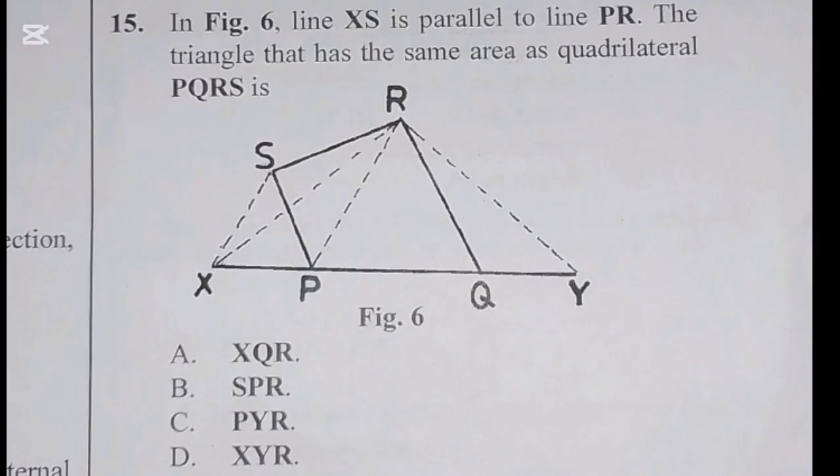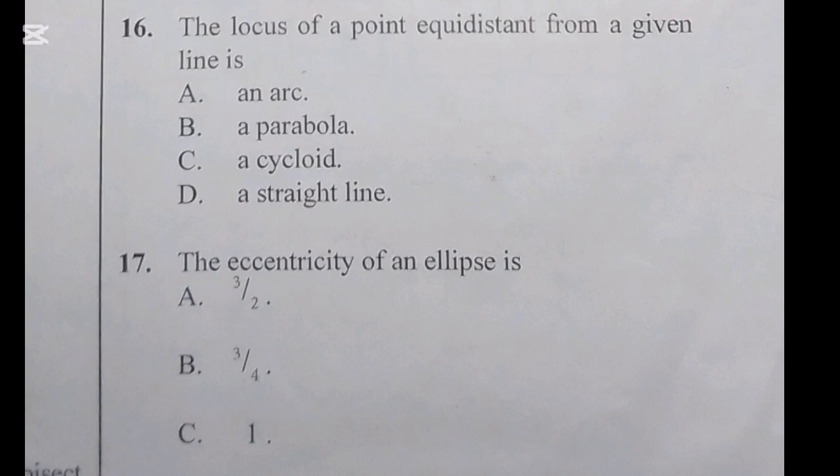Then question 15. In figure 6, line XS is parallel to line PR. The triangle that has the same area as quadrilateral PQRS is, the answer to that question is A, SQR, and not XYR as some would think. Okay, that is done. Then question 16. The locus of a point equidistant from a given line is a straight line. D is the answer.